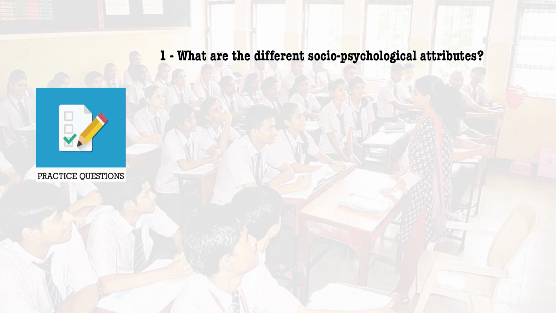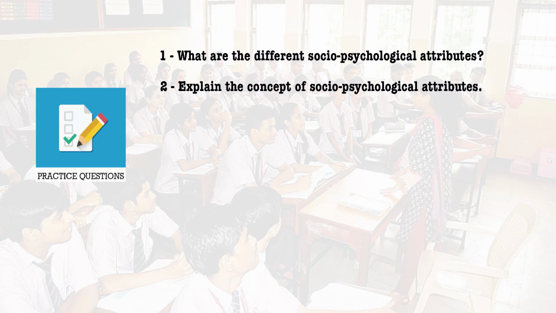Now, let me focus upon some questions, and I am very sure that you will get the answers to these questions. First of all, what are the different socio-psychological attributes? I have already discussed this in this lesson. Then further, explain the concept of socio-psychological attributes. I have already discussed that, and you can write an answer to this question. Then, what is intelligence? How can you define intelligence? How does intelligence help to think abstractly, to understand abstract concepts?